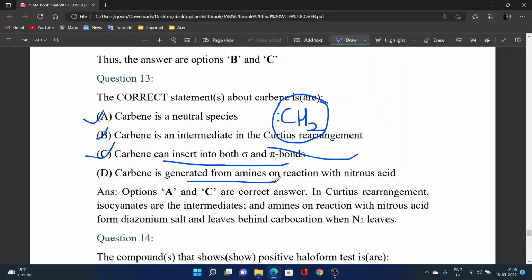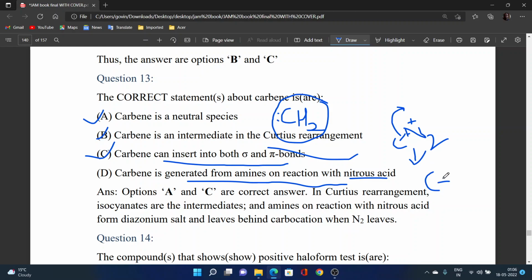Carbene is generated from amines on reaction with nitrous acid. Just now we looked at it. Nitrous acid is NaNO2 plus HCl. When it reacts with an amine, it gives you N2+. When N2+ leaves from a carbon, you don't get a carbene. What you get is a carbocation.